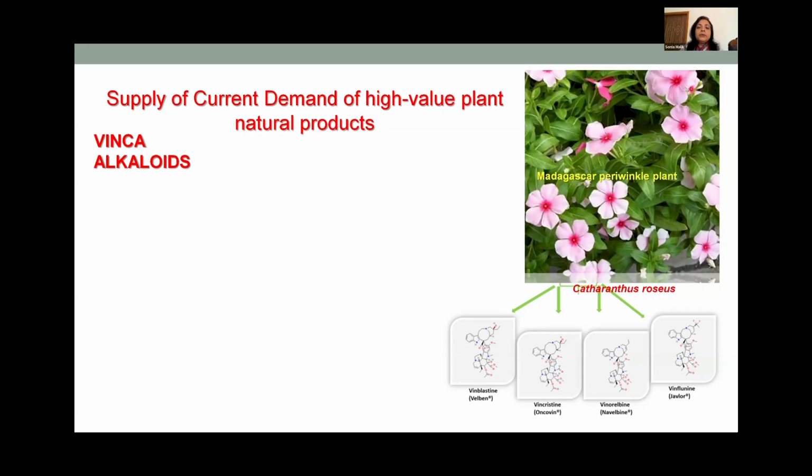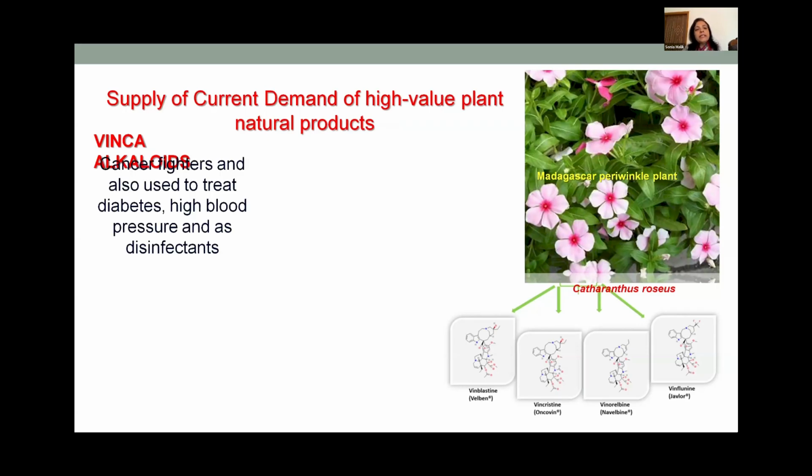Here I didn't show you the details of the secondary metabolites. We can classify them based on their uses, like whether they are going to be used in food, agriculture or medicines, or based on their biosynthetic pathways or their chemical structure. Based on chemical structure, these plant species contain alkaloids, commonly known as vinca alkaloids, and they are also cancer fighters. Some medicines contain bioactive compounds from this plant species to treat high blood pressure and diabetes, and they are also used as disinfectants.